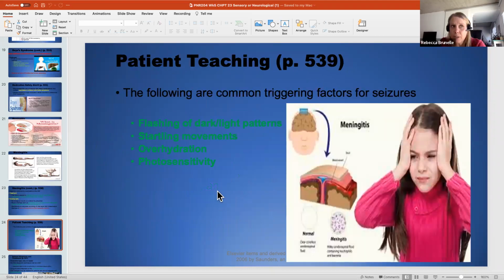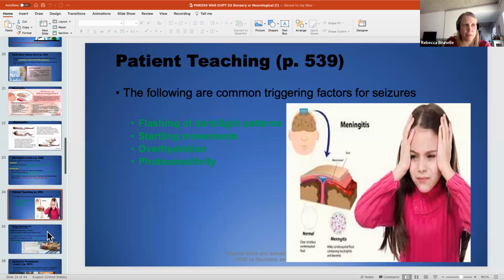Sometimes when children have meningitis, they can have a seizure as part of their disease process. Sometimes kids have seizures because they have epilepsy or a seizure disorder, or it can be a hypoglycemic seizure or a febrile seizure. So seizures can happen for a couple of different reasons, but there are a couple of things that might be triggers: flashing lights and being overhydrated, which can really mess with your sodium level, are the more common ones.